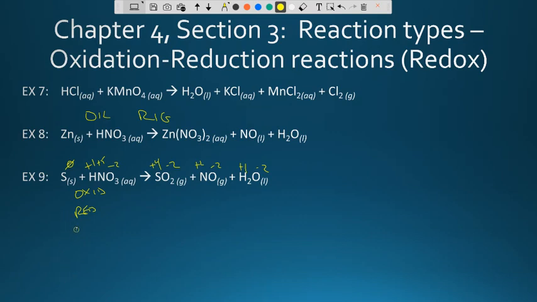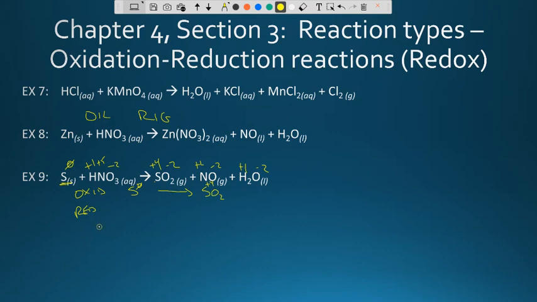I see that my sulfur right here is becoming from a 0 to a +4. So my sulfur goes from a 0 to a +4, and it becomes that +4 within the sulfur dioxide.